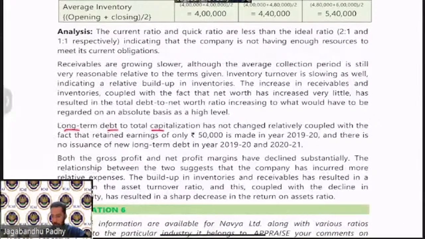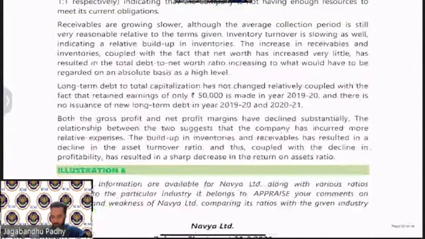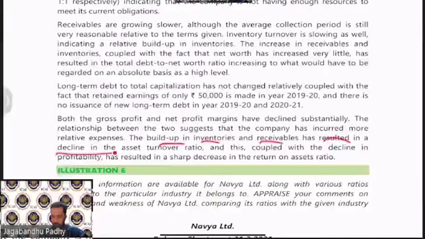Long-term debt to total capitalization has not changed relatively, coupled with the fact that retained earnings of only 50,000 is made. So long-term debt has not increased, but GP and NP margin have declined drastically. The build-up in inventory and receivables has resulted in a decline in asset turnover, coupled with a decline in profitability. So that's the ratio analysis that you undertake over here.